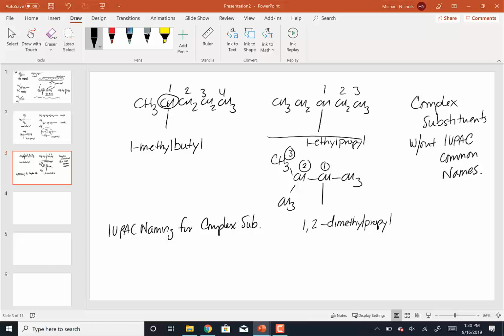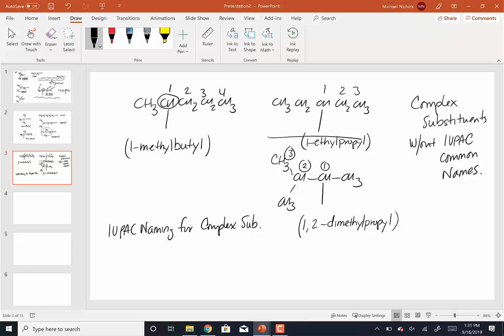Propyl. Now, every one of those complex names goes into parentheses, and it goes in parentheses because that's the group. So the parentheses say 1-methylbutyl is a group. 1-ethylpropyl is a group. 1,2-dimethylpropyl is a group. That's the group.